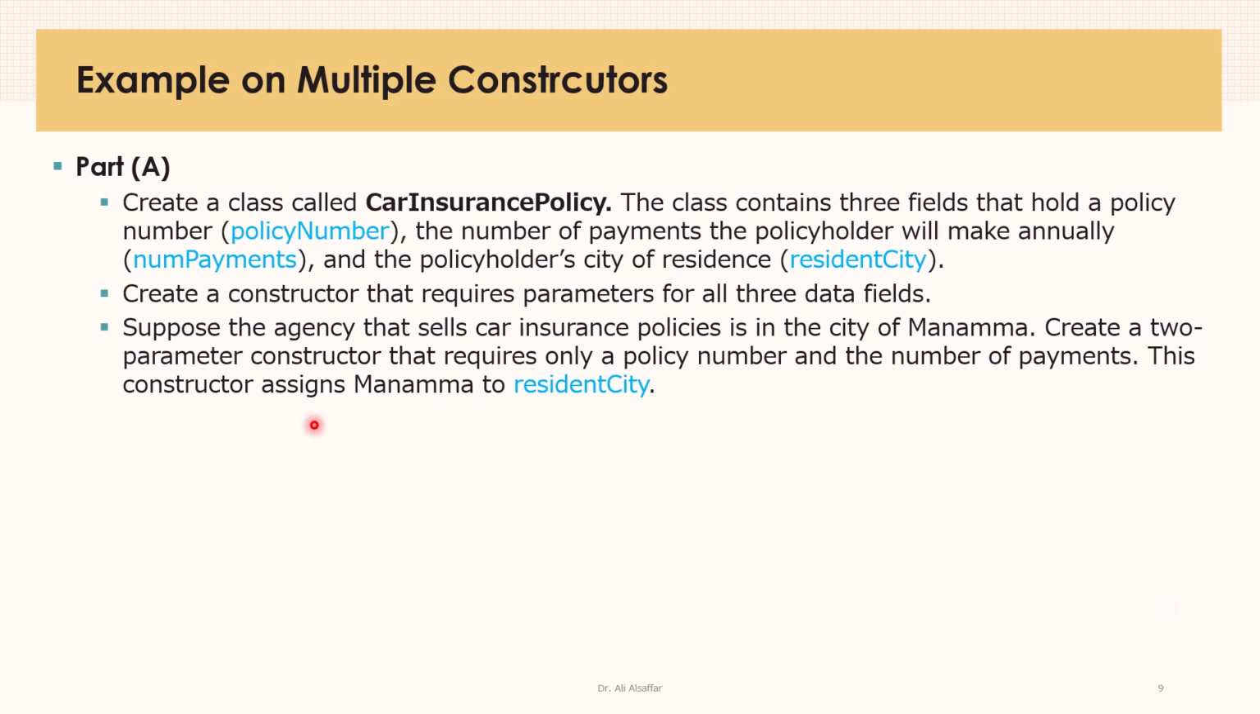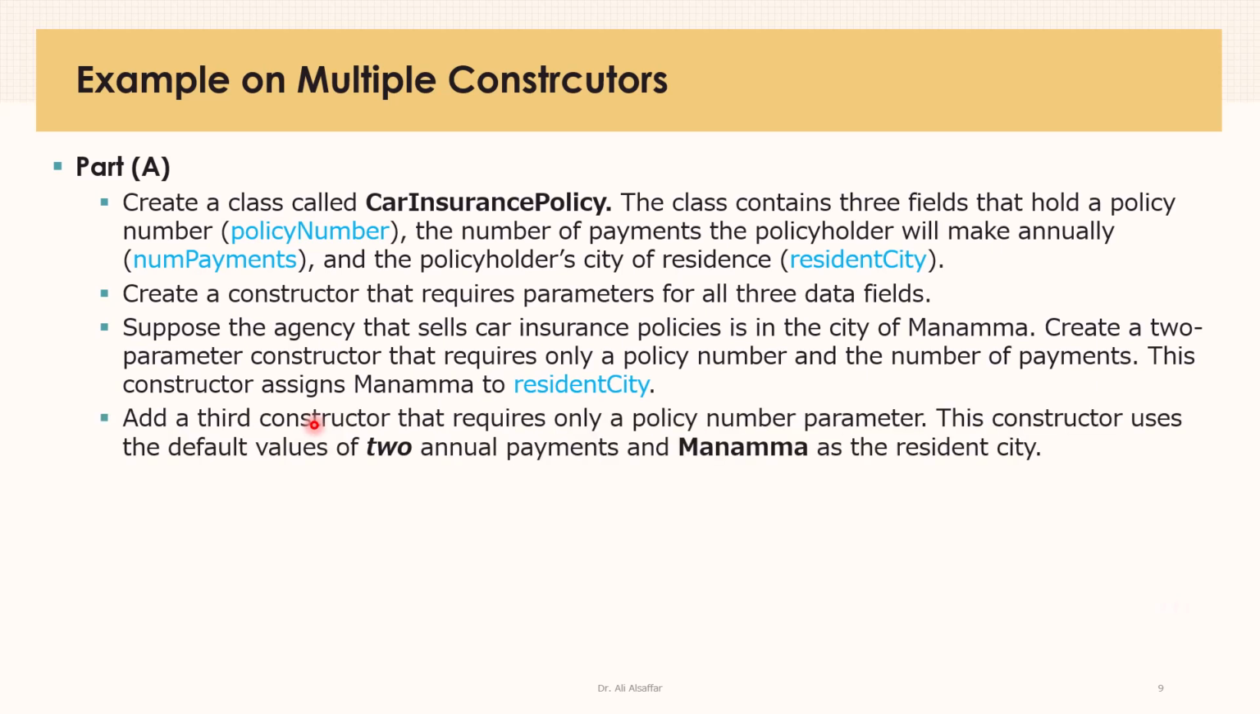After defining a constructor with two parameters, now we need to define a third constructor that requires only the policy number, and it will be supplied as a parameter. So this constructor will put 2 for the number of payments, and for the residence city it will be Manama.